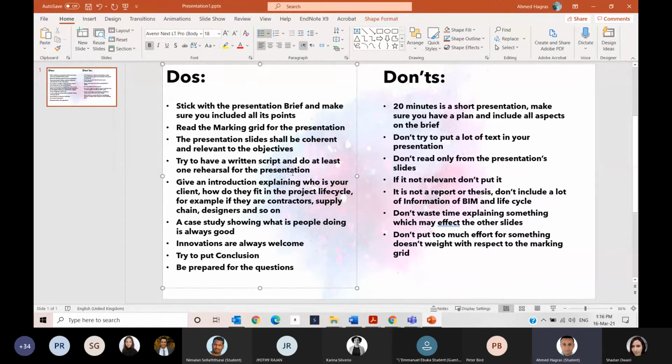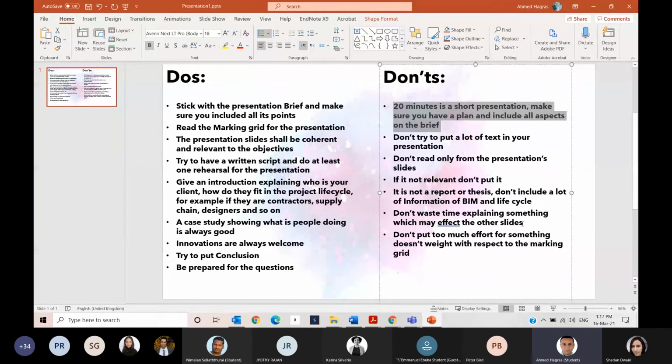Give an introduction explaining who your client is, how you fit in the project life cycle, for example, if they are contractors, supply chain designers, and so on. A case study showing what people are doing is always good. Innovations are always welcome. Try to put in a conclusion. Be prepared for the questions. I don't know what the presentation time limit is, but try to be concise, because the time limit will be a constraint for you if you don't manage to fit your presentation into this time.